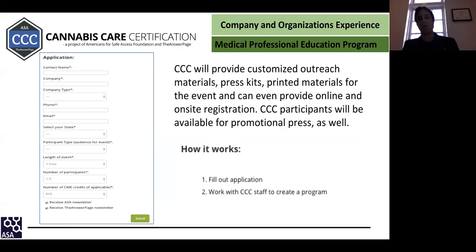So you can apply for these applications, and we'll work with the CCC staff to create a custom program for you, depending on what you need for the event. You can even talk about the number of participants, how long you want the event, who's the audience, is it just doctors, is it patients and doctors, things like that.